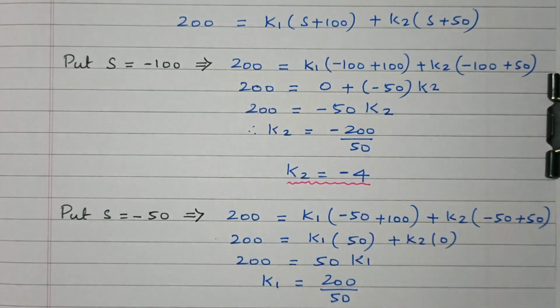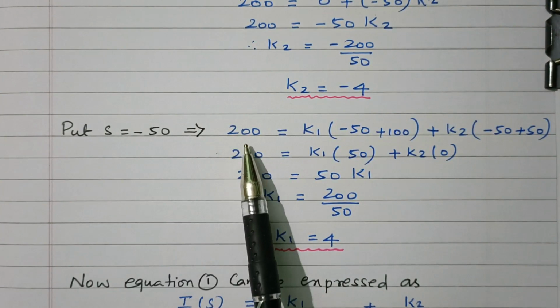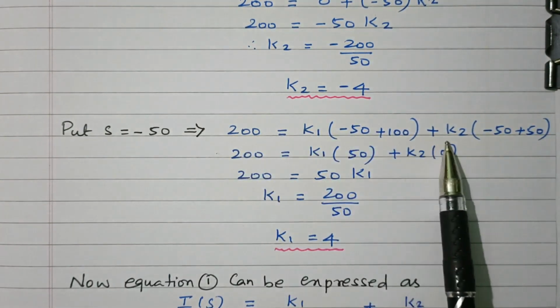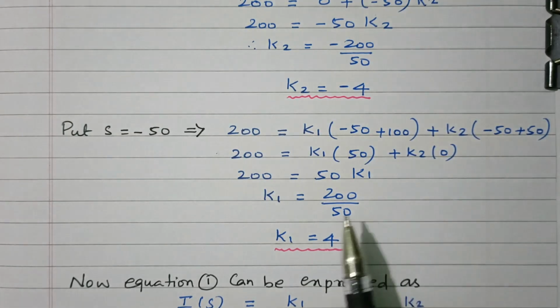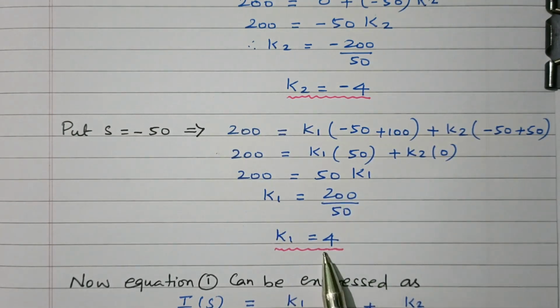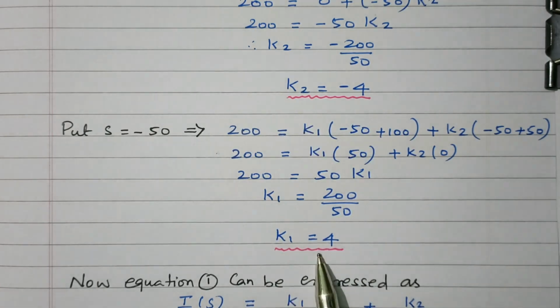Right. Similarly, we can go for s equal to minus 50. So 200 equal to k1 into minus 50 plus 100 plus k2 into minus 50 plus 50. So this term becomes 0. So 200 equal to 50 k1. So k1 equal to 200 by 50, k1 equal to 4. Right. So k2 equal to minus 4, k1 equal to plus 4.